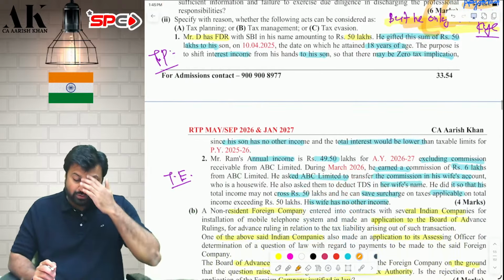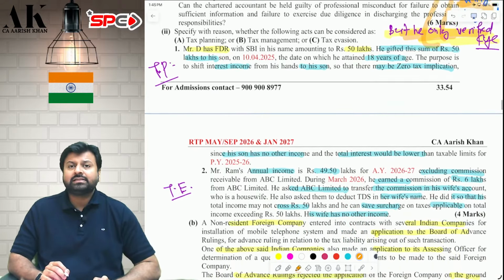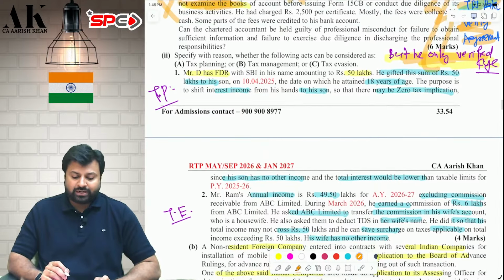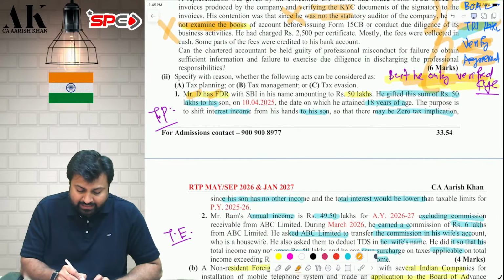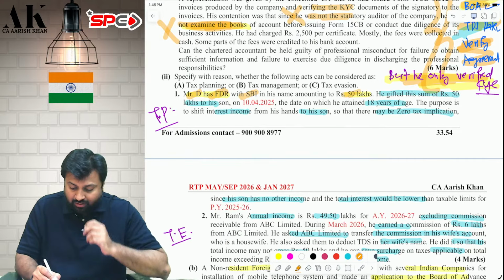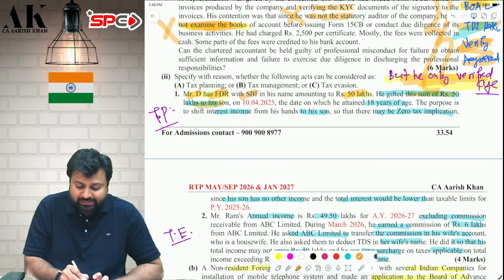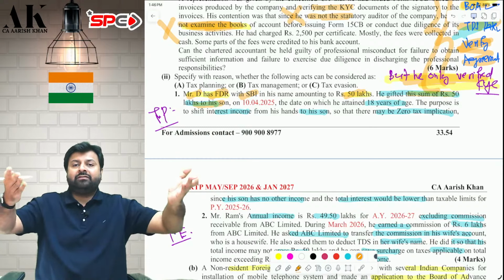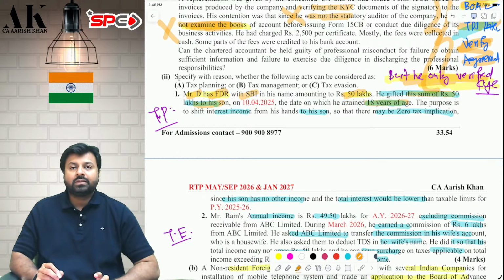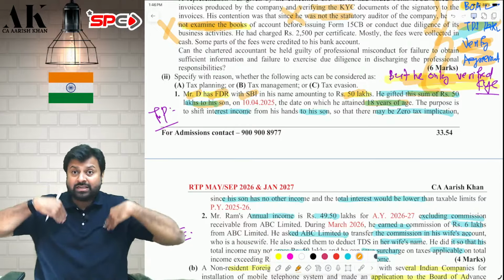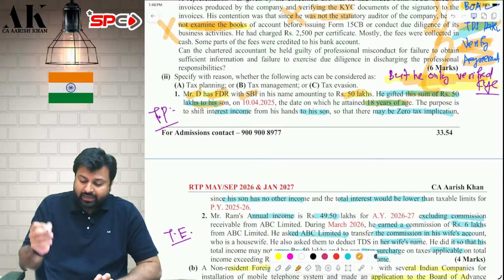I hope it is clear to all of you. Next one, you need to identify whether the following persons are doing tax planning, tax management or tax evasion. So, Mr. D has a fixed deposit receipt with FDI of 50 lakh rupees. Now, he gifted this sum of 50 lakh rupees to his son. So, he gifted this FD to his son who is 18 years old, so that he can shift his interest income from his income to his son's income, because he is already earning a lot of income.